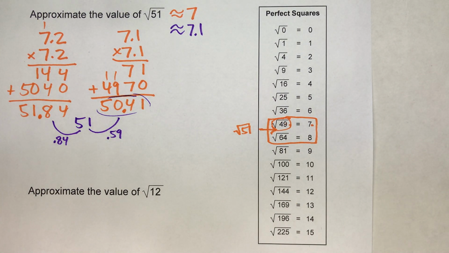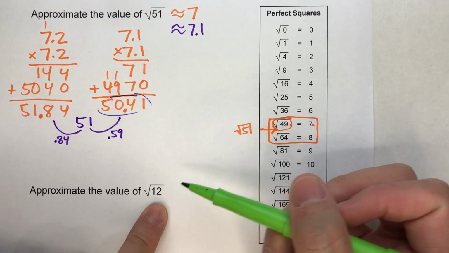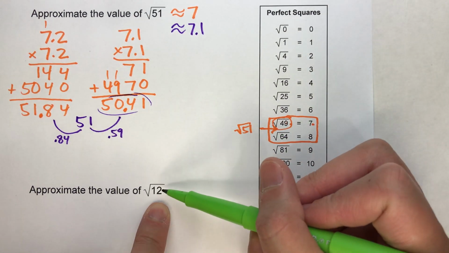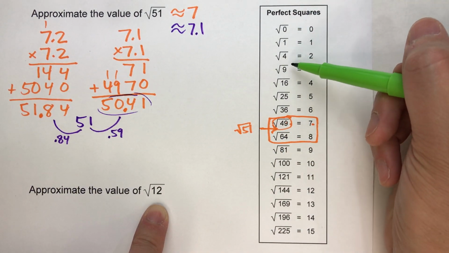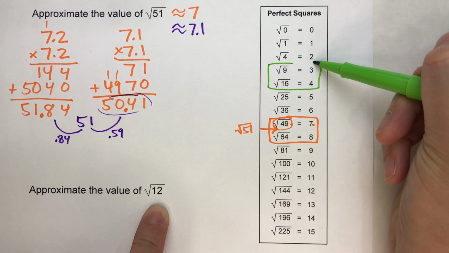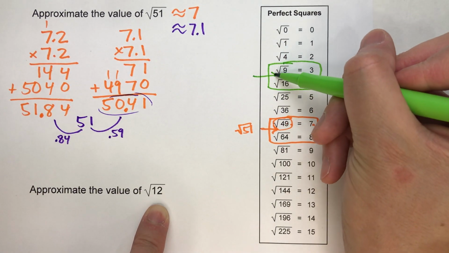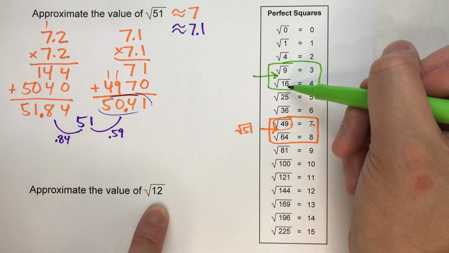All right. So, just like last time, what we're going to do is look at our list of perfect squares and think about which two perfect squares the square root of 12 is between. And if you notice, it's going to be right here. It's going to be right between the square root of 9 and the square root of 16.